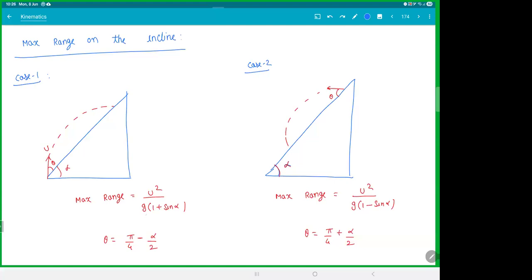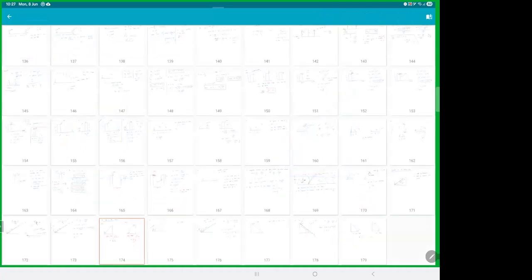So when you're throwing up, 1 plus sin alpha here. When you're throwing down, 1 minus sin alpha. That you can remember. Obviously, when you throw down, you should get more range, so the denominator must be smaller. But you need to remember that form though. Now get it. It's pretty straightforward.